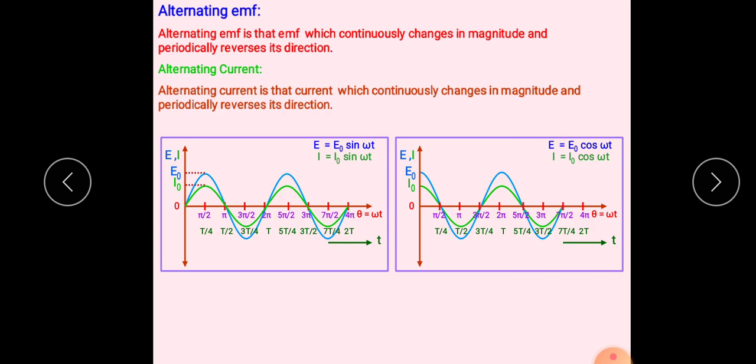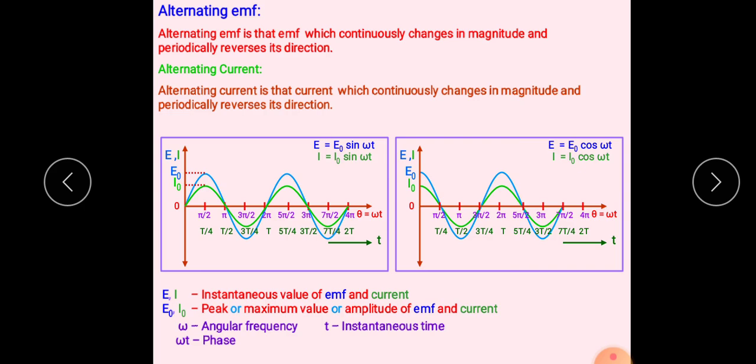If current is maximum, EMF is also maximum. If current is 0, EMF is also 0. Or if EMF is maximum in the negative direction, current is also maximum in the negative direction. It happens only when a pure resistance is connected with the alternating EMF.